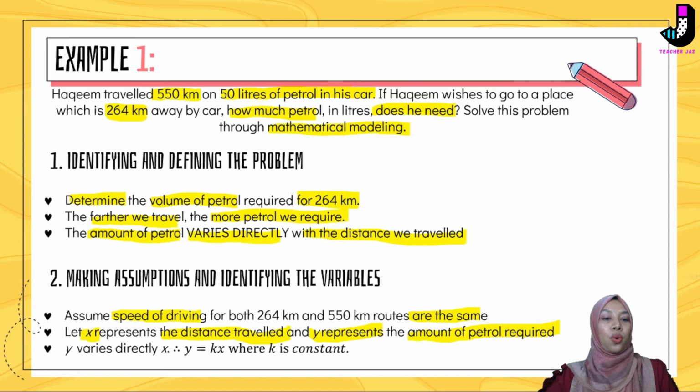Which means that Y varies directly with X. So you're going to use this formula: Y equals kX, where k is the constant. Remember, this is from the first chapter, that is variation. Y equals kX means you have to find the k first.